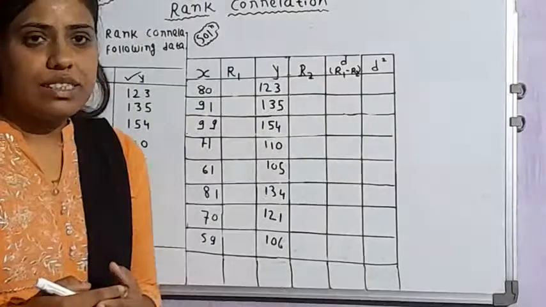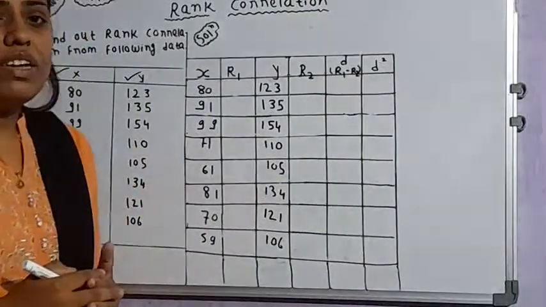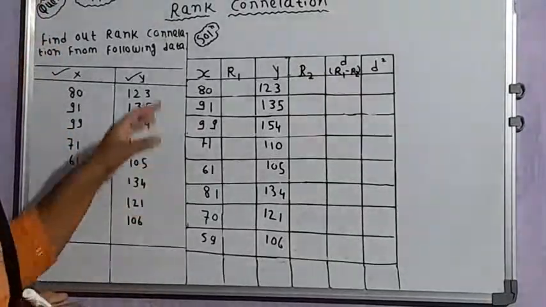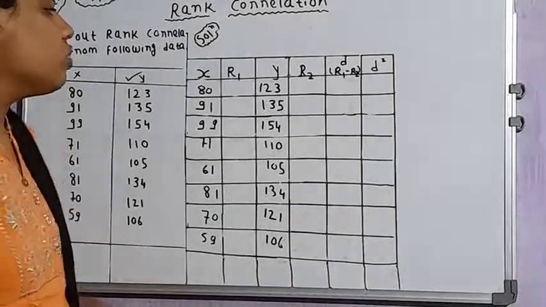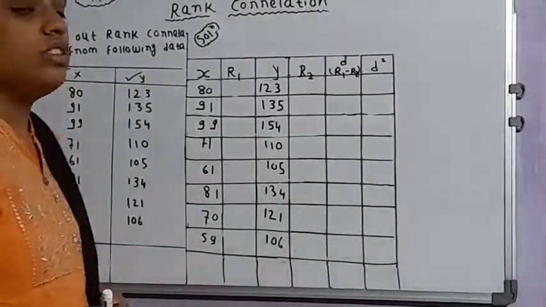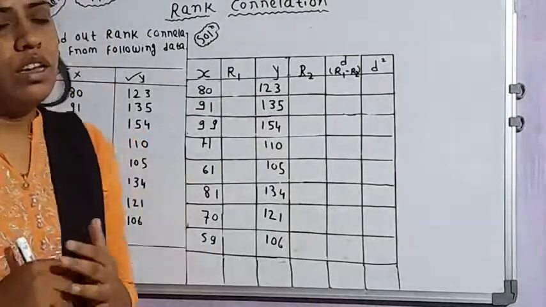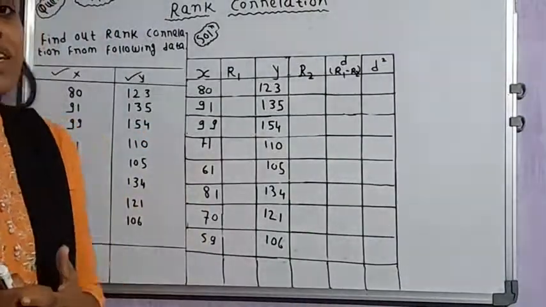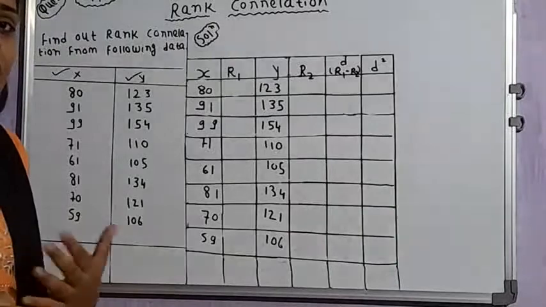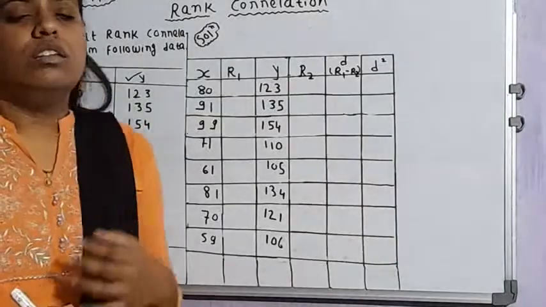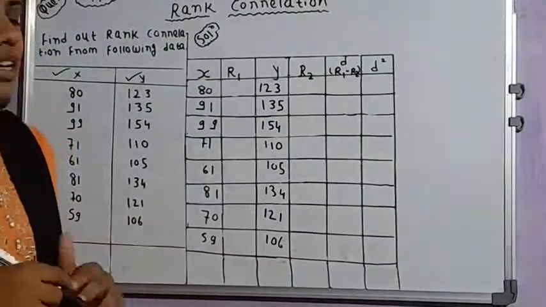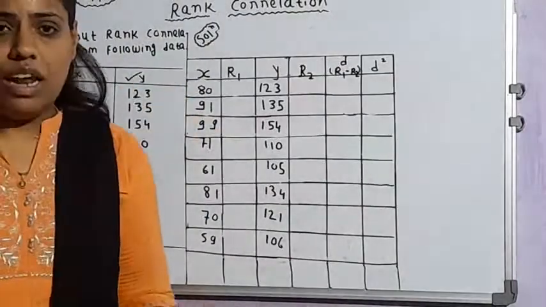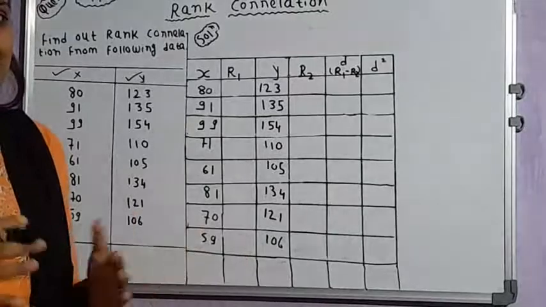Now what is the next step? Now we have to give ranks to the different observations given in the X series. Rank means first rank, second rank, third rank. In this way we are going to give rank to the different observations in the X series. In what way? From higher value to lower value, meaning the highest value in the series will be given first rank and the lowest value in the given series would be given the last rank, as per the number of items given.